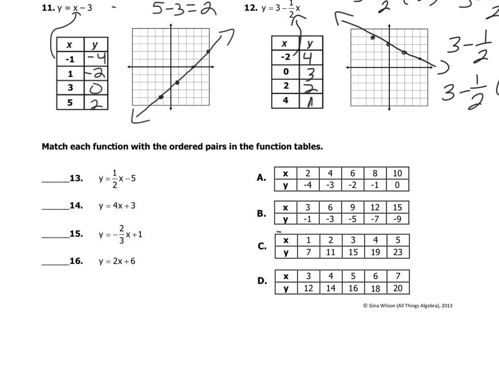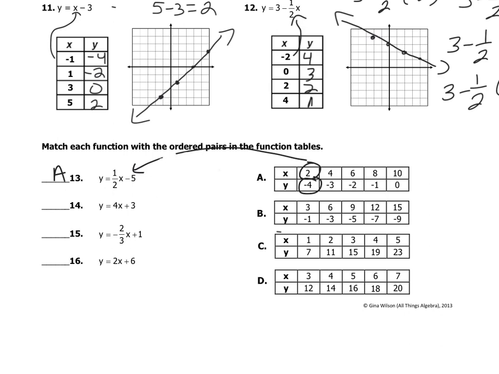So for 13, what I would do is I would just start plugging away. If I plug in 2 into this first equation, it would be 1/2 times 2 minus 5. Well, 1/2 times 2 is 1, and 1 minus 5 equals negative 4. So this actually works out quite well, because that's what I have here, and therefore this is probably going to be A. A is going to be 13, because it worked out. It's not always going to be that easy, so let's take a look at 14.